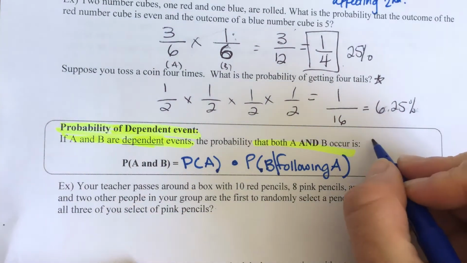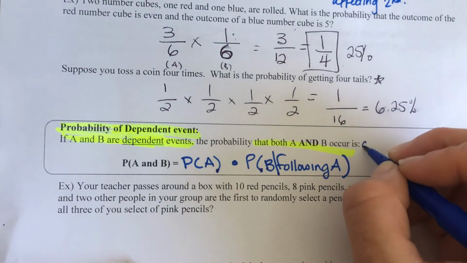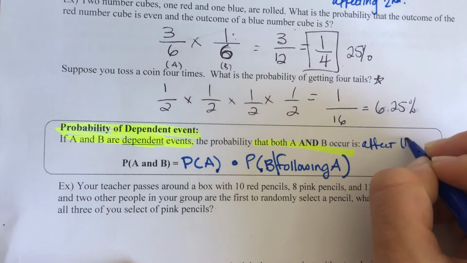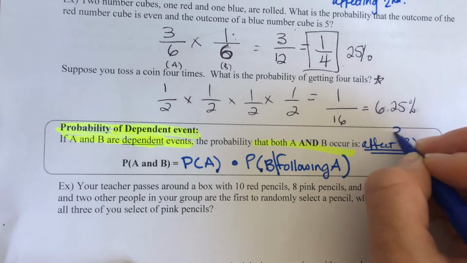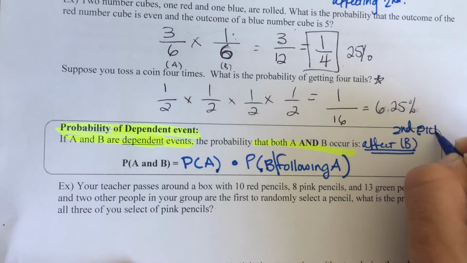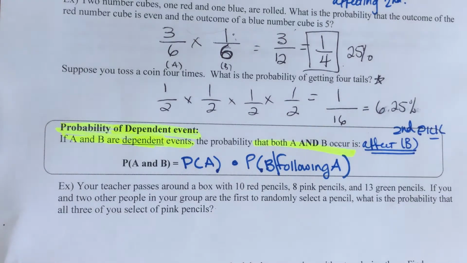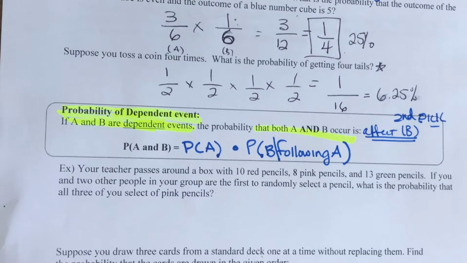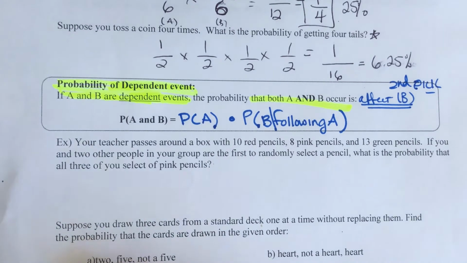What it means, again, is whatever you did in one, you're affecting B. So you have to take that into account. You're affecting B, or you're affecting the second pick or probability. I'm not sure of the right wording I really want to use, but it's after, okay? So everything is being affected. All right, let's take a look at our example so you guys get the understanding.